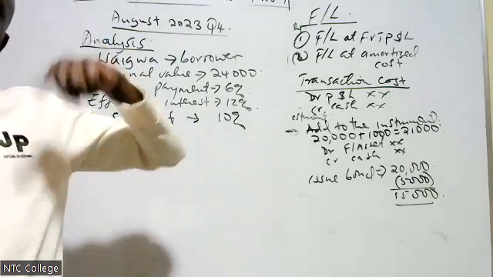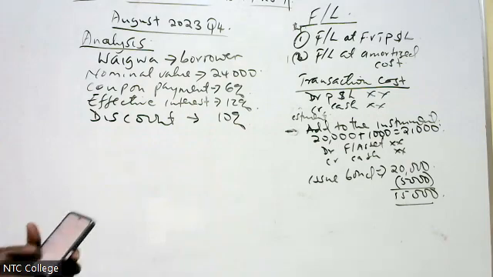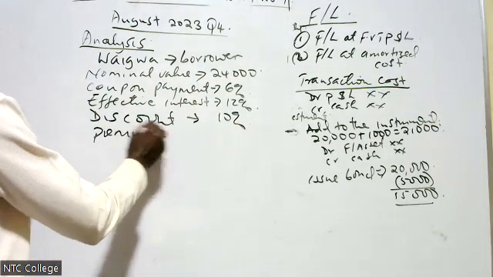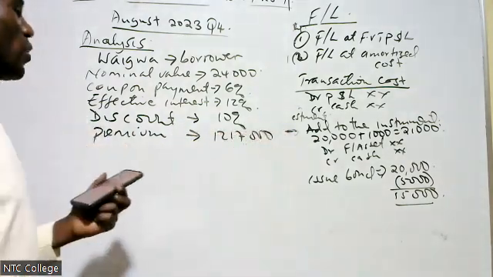Already you have the discount. Therefore, we are issuing at a discount. Then also we have the premium. The premium of 1,217,000.